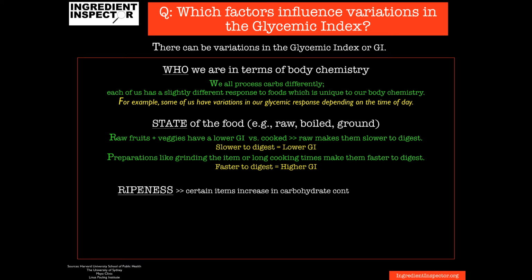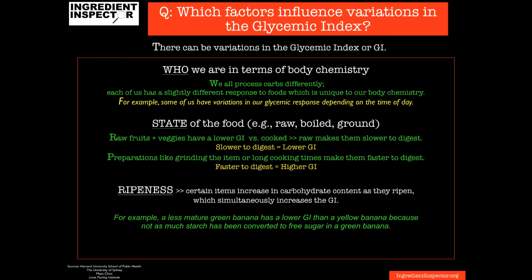The ripeness of something can affect the glycemic index. Certain items increase in carbohydrate content as they ripen, which simultaneously increases the GI. For example, a less mature green banana has a lower GI than a yellow banana because not as much starch has been converted to free sugar in a green banana. The longer a fruit or veggie is stored, the more starch has been converted to sugar, and this increases the glycemic index. The higher the GI is going to be, the longer the time that the fruit or vegetable has had the ability to convert some of its starch to free sugar.